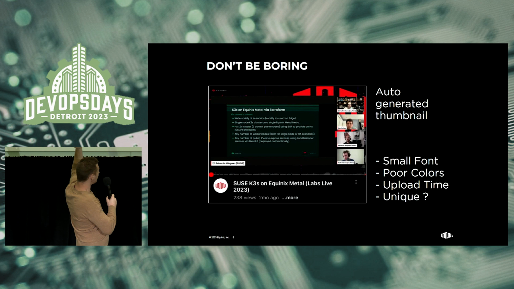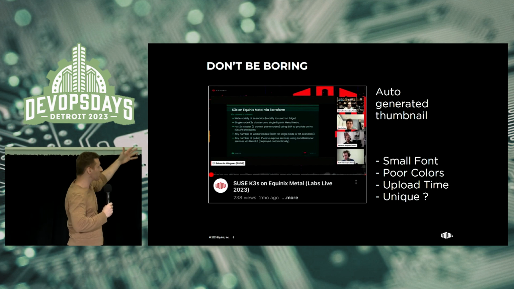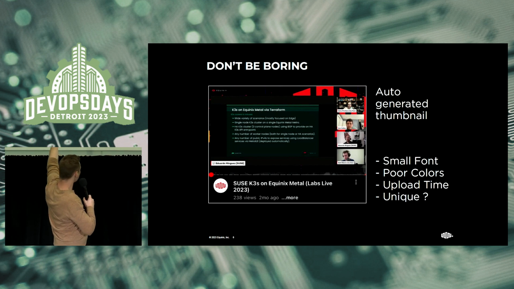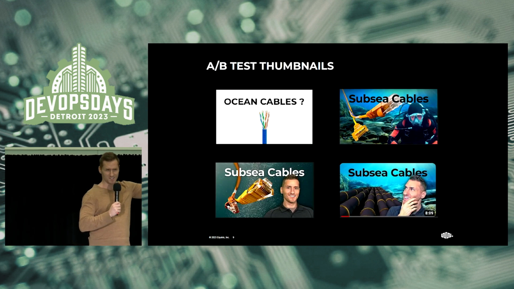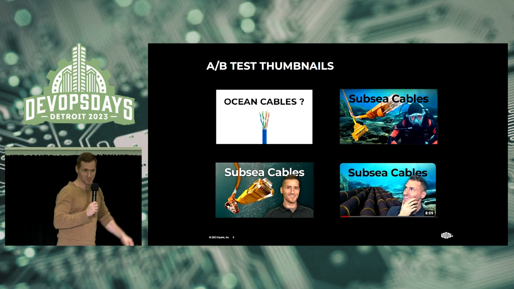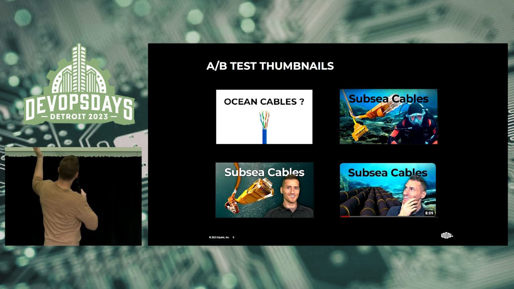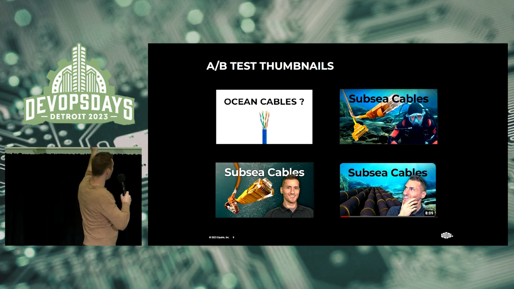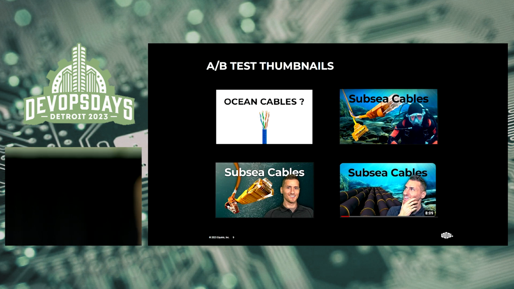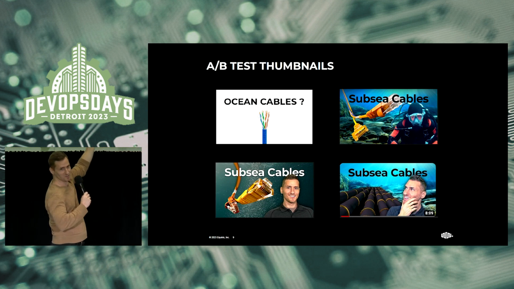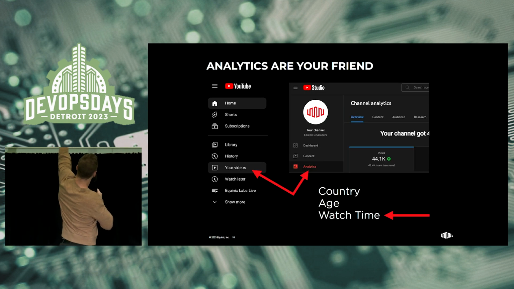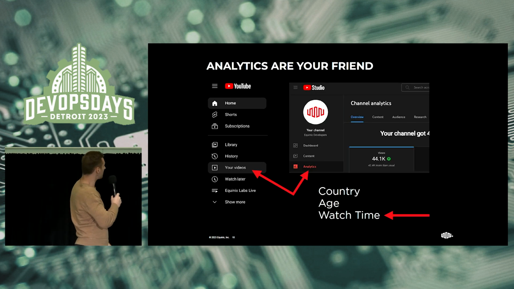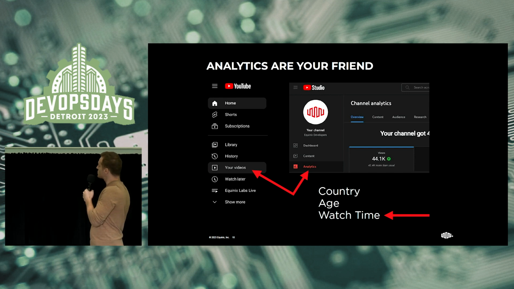What's wrong with this? This is an auto-generated thumbnail. It's really boring. The fonts are too small, so it looks really bad on mobile. The colors are poor. The upload time, it was uploaded at like 2 o'clock in the morning. It's really bad. So now we're A/B testing different thumbnails. For one, if you're in the ocean, that's me scuba diving over there. That's not really me, it's just a Photoshopped picture, but just have fun with it. Maybe something minimalistic like that might work, something a little more inviting for people to find out about it.